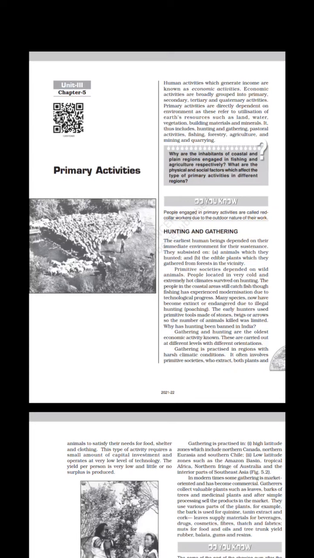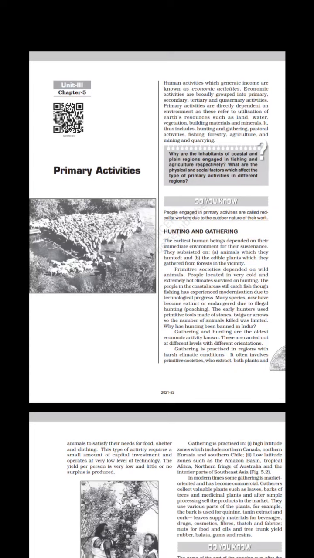People located in very cold and extremely hot climates survived on hunting. The people in the coastal areas still catch fish though fishing has experienced modernization due to technological progress. Many species now have become extinct or endangered due to illegal hunting, poaching. The early hunters used primitive tools made of stones, twigs, or arrows, so the numbers of animals killed was limited. Why has hunting been banned in India?